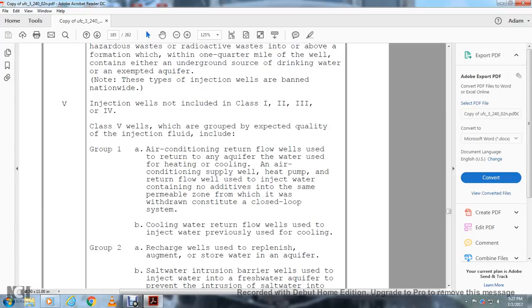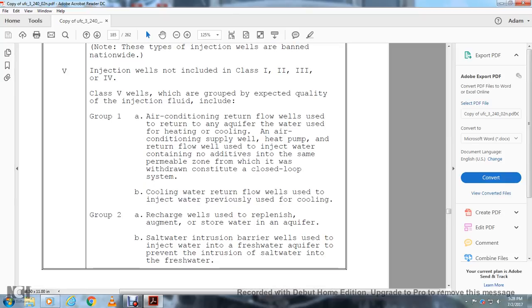And Class 5. Injection wells not included in Class 1, 2, 3, and 4. Class 5 wells are grouped by expected quality of the injection fluid and include Group 1. Air-conditioning return flow wells used to return the water used in heating or cooling to the same aquifer that supplies the air-conditioning well, a heat pump return flow well with injected water containing additives into the same permeable zone from which it is withdrawn, constituting a closed loop. B. Cooling water return flow wells used to inject water previously used in cooling.